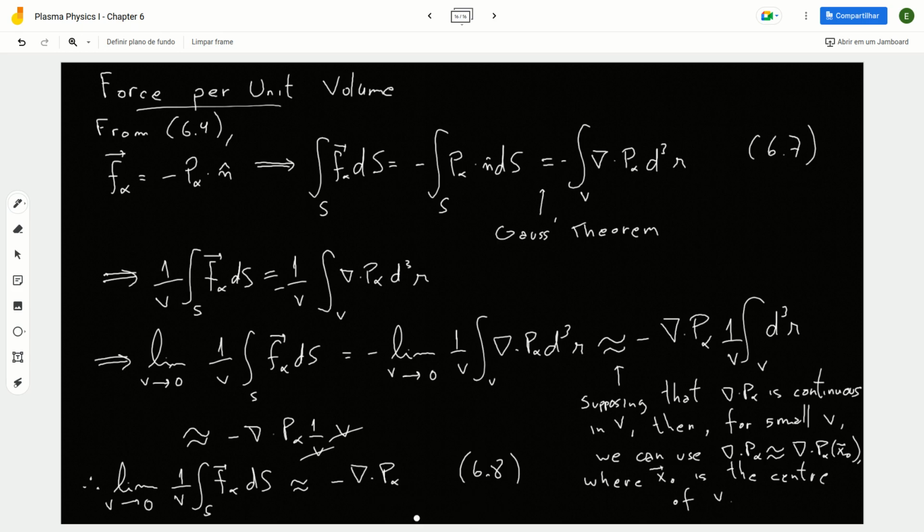So our conclusion here is that minus the divergence of P is actually the force F over a unit volume, because I have here dividing by the volume, so per unit volume, due to random motions of particles. And this minus P dot n is the force per unit area of the surface. So this for the surface, this for the volume.